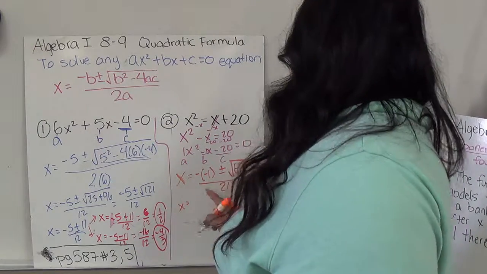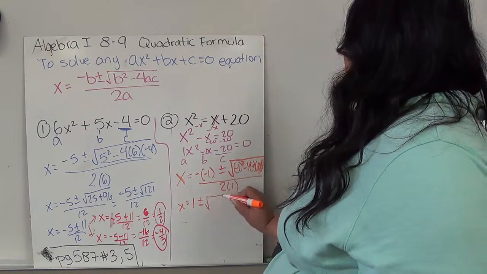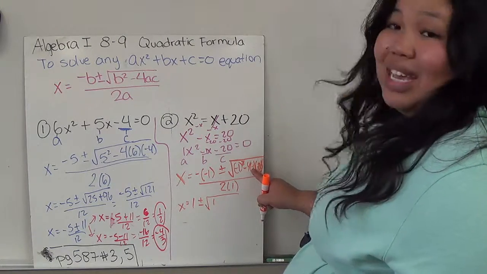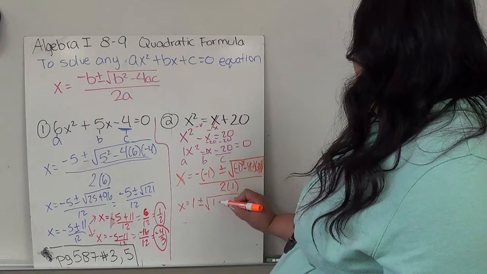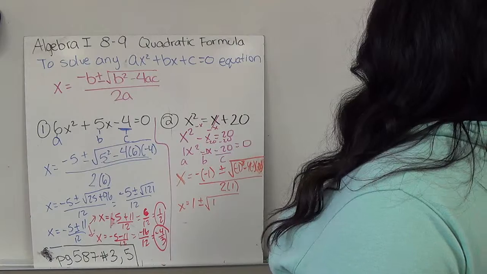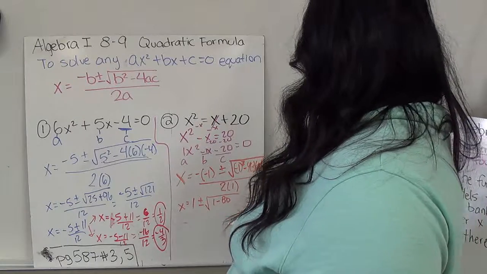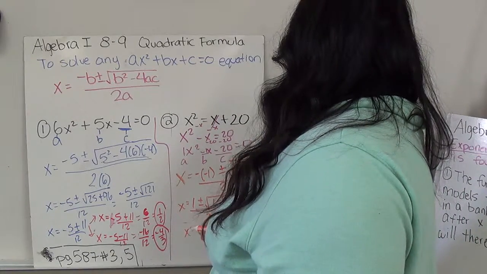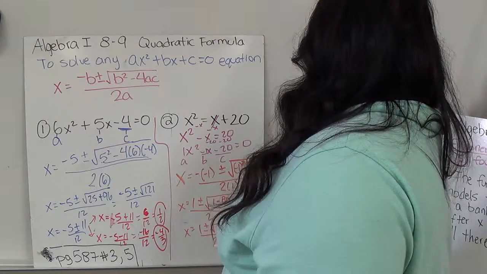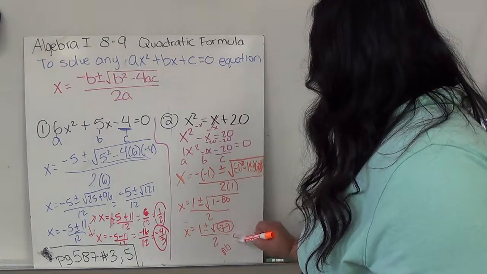So then I end up with x equals, this is positive, so 1 plus or minus. Negative 1 squared is positive 1. Negative 4 times 1 is negative 4, times negative 20 is, oh, positive 80. So 1 plus 80, over 2, I end up with x equals 1 plus or minus the square root of negative 79 over 2. This negative right here, I cannot do a negative square root. So this is automatically no solution.